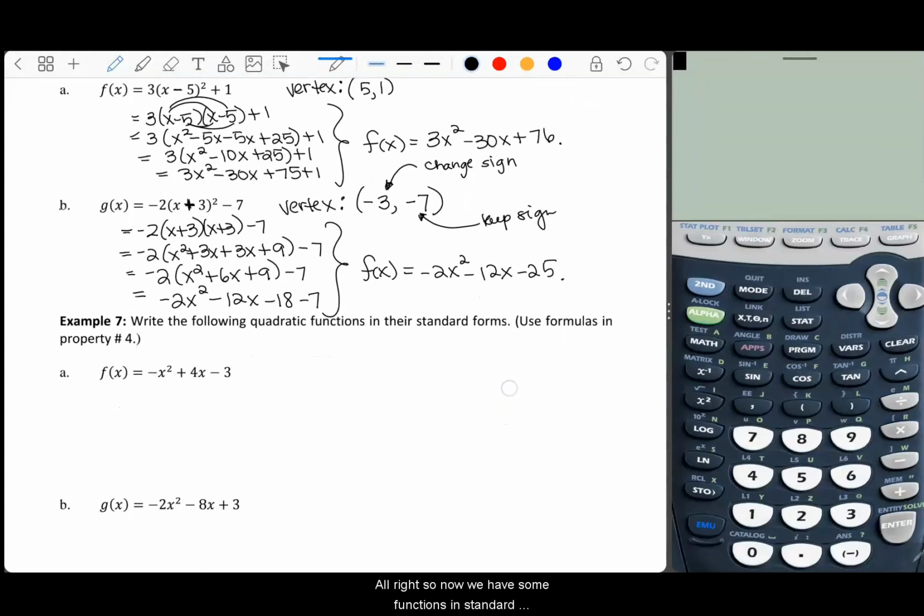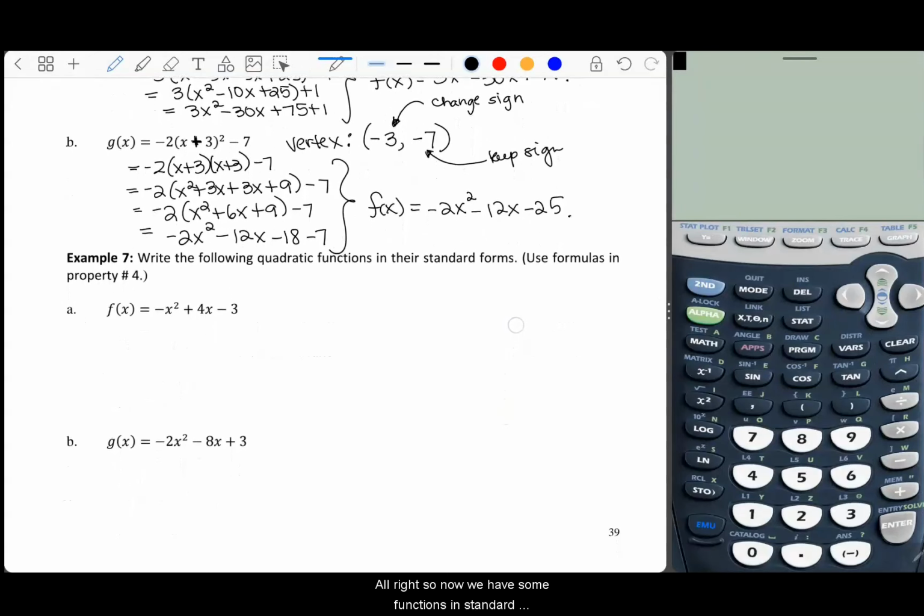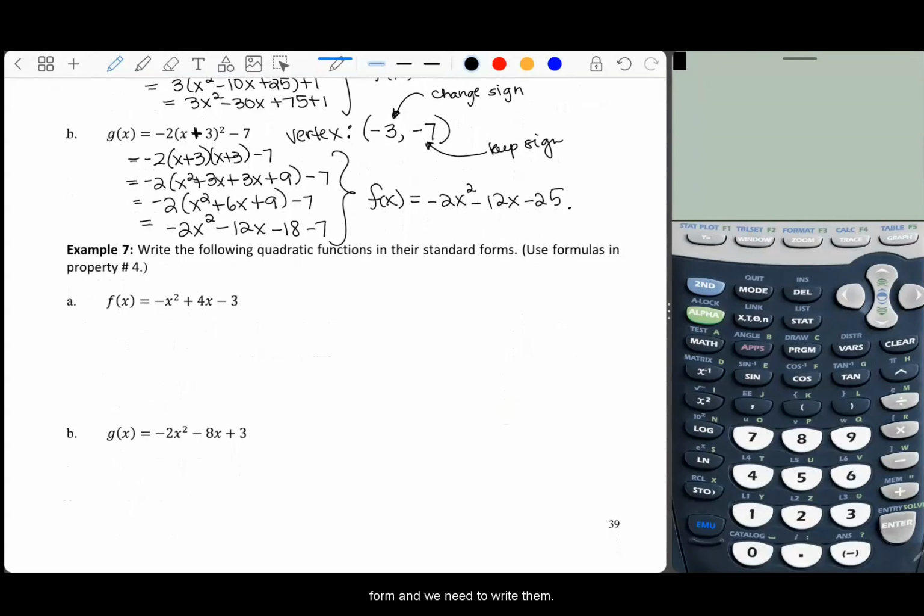All right, so now we have some functions in standard form and we need to write them in general form. I'm sorry, they're in general form and we need to write them in vertex form, in standard form. I said that backwards, I apologize. So taking a look at this, I have negative x squared plus 4x minus 3.